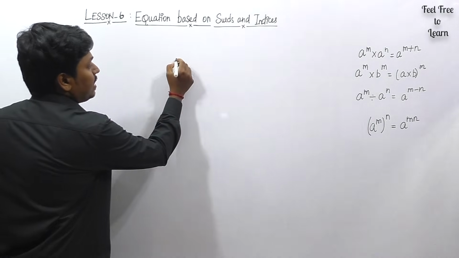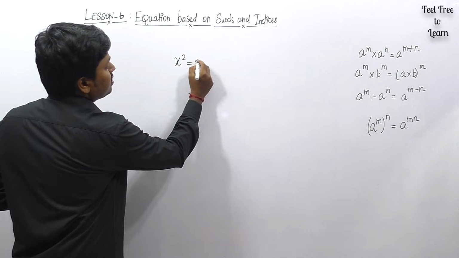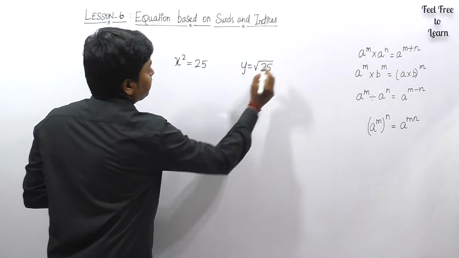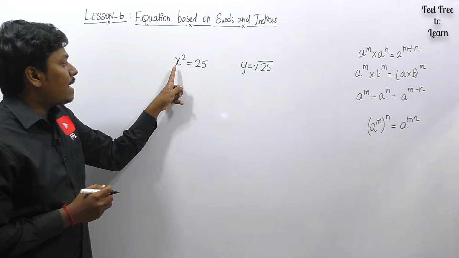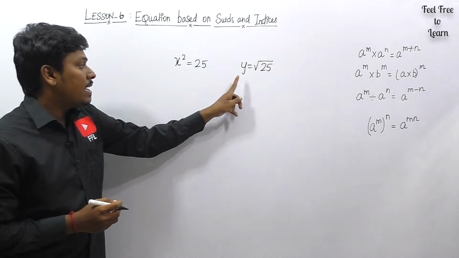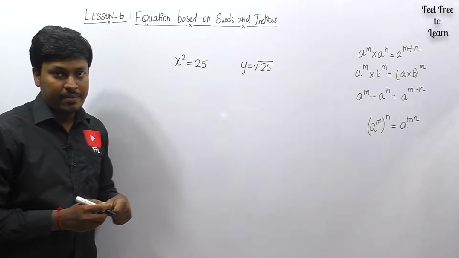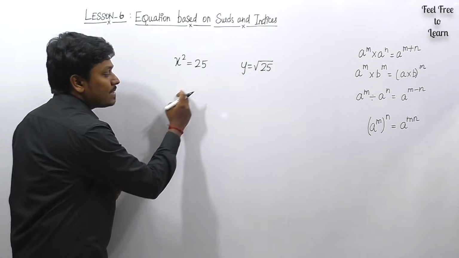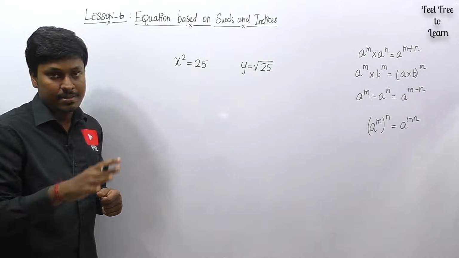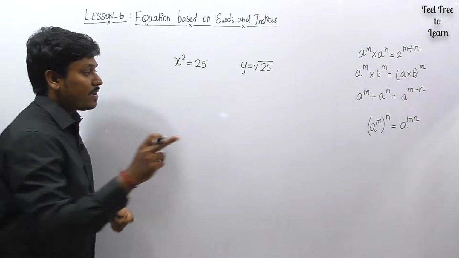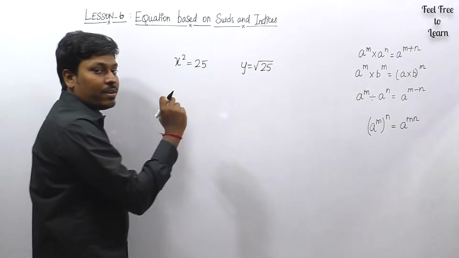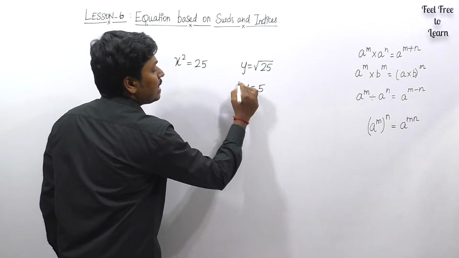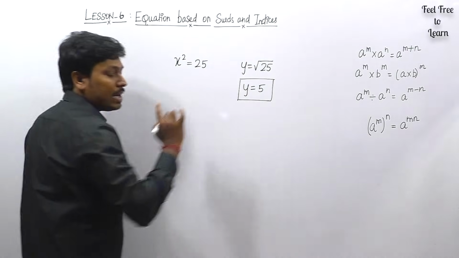Listen carefully: x square is equal to 25, and y is equal to root of 25. Most students make a mistake here. They don't know where to put plus or minus, and where to use only plus, while taking a square root. Listen here, friends: y is equal to root of 25. Root of 25 will be 5. So the answer for this y term will be only 5, not plus or minus 5, only 5.